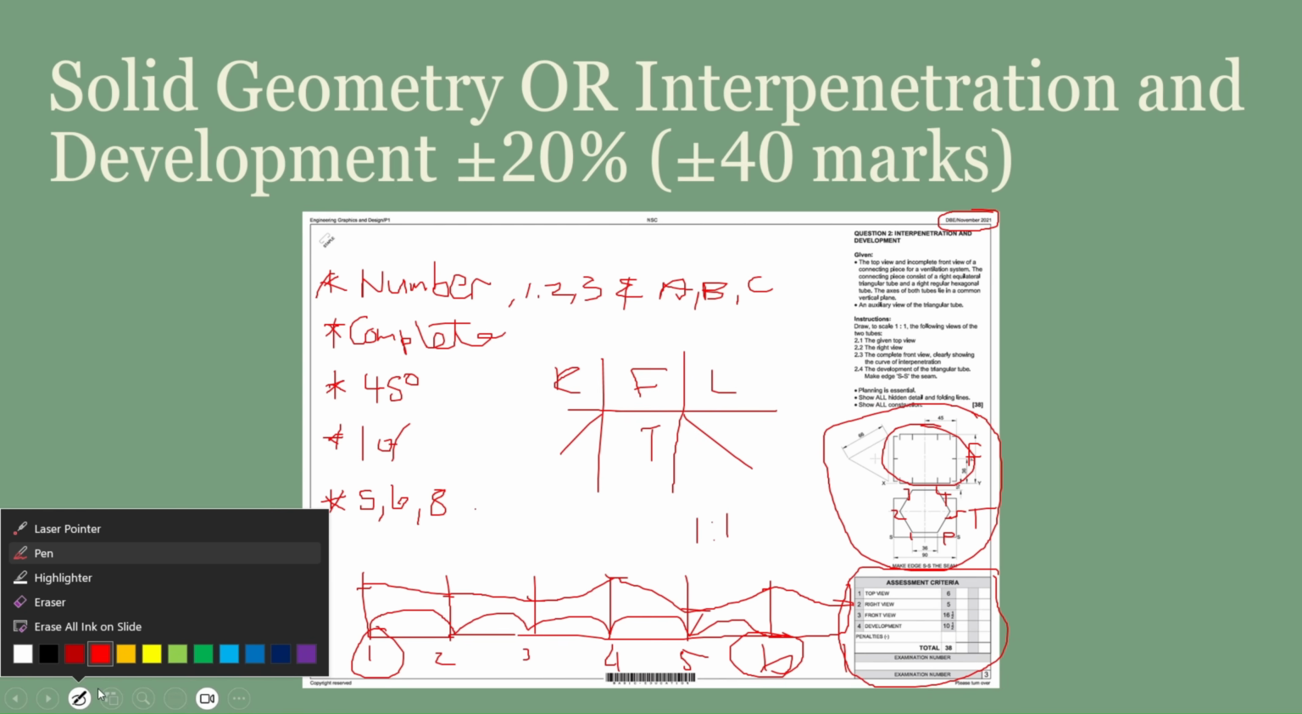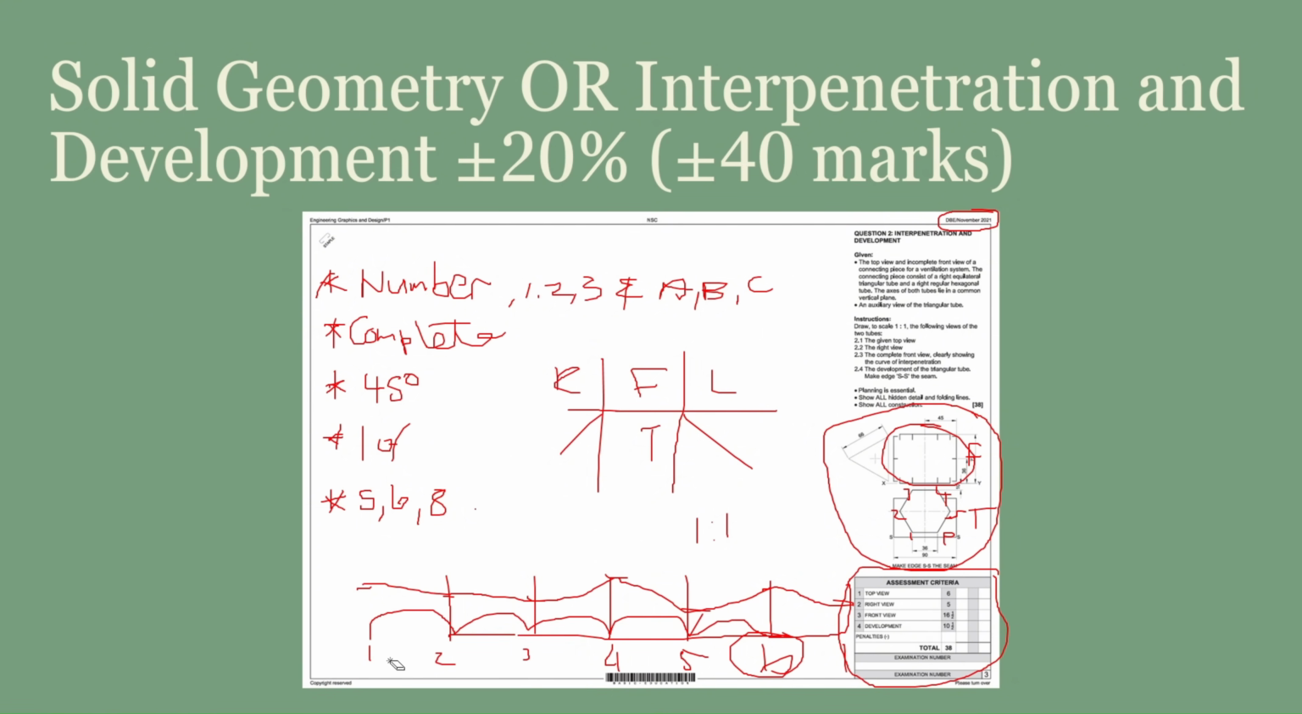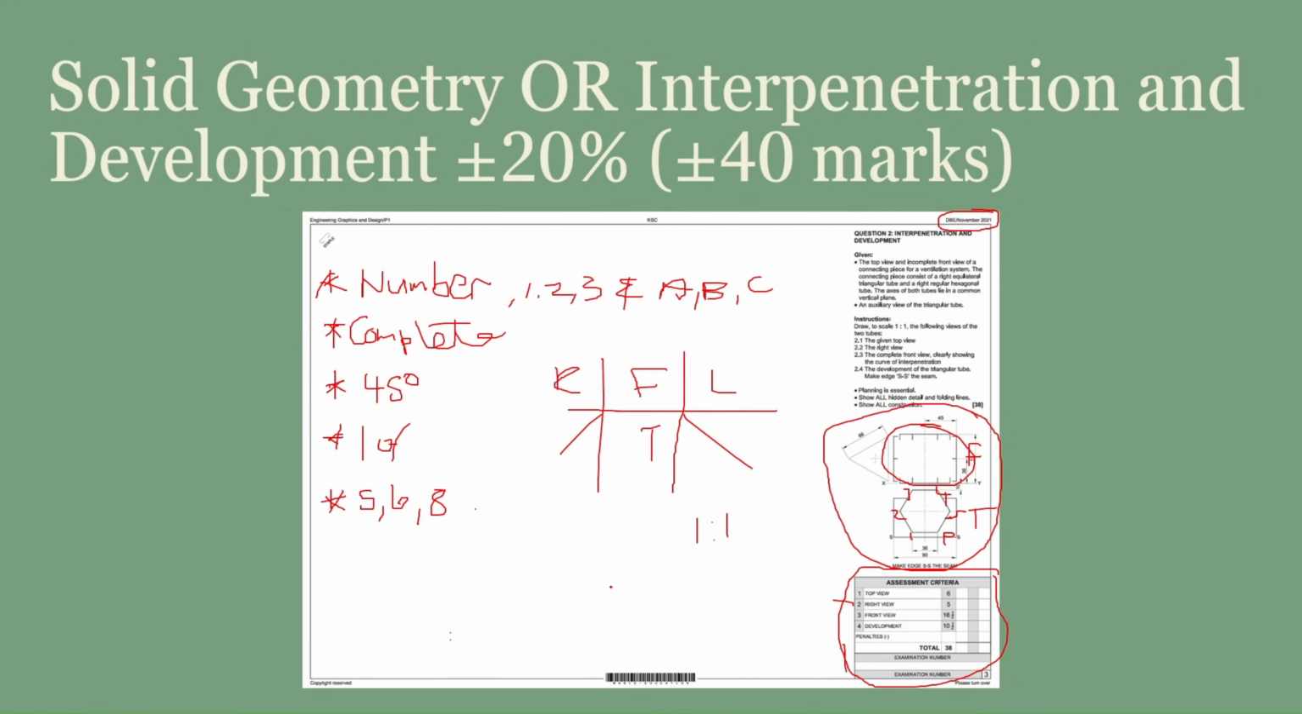Now let's say you needed to develop a cylinder. Your process is going to be a bit different. With a cylinder, you will need to determine the perimeter of the cylinder.